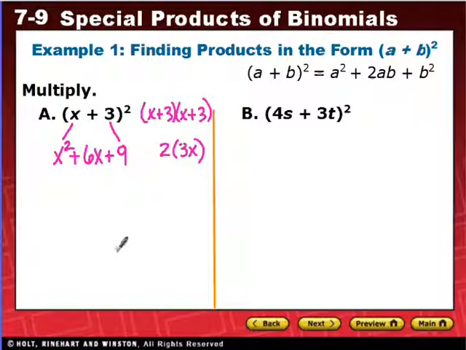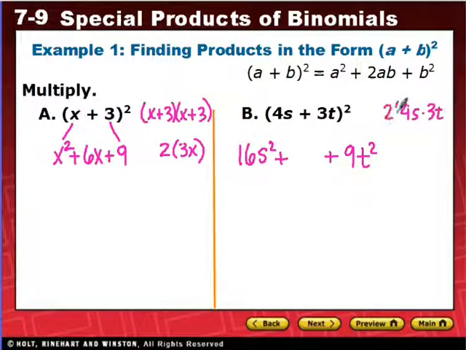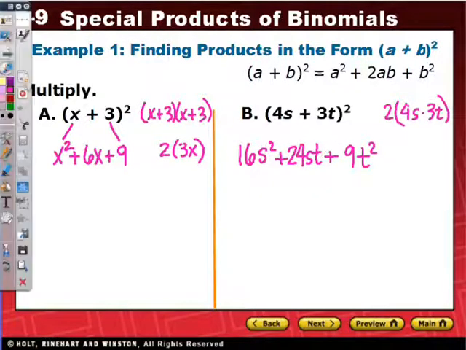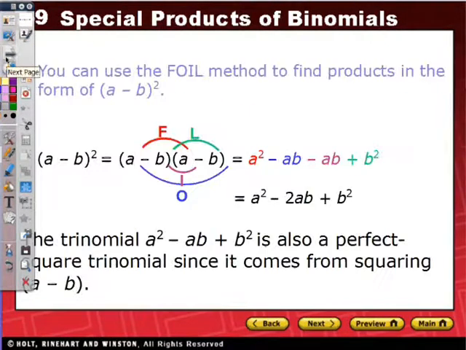Pause the video and try the next one yourself. Now that you're back, let's take a look at it with the shortcut. First term squared, 16s squared, plus last term squared, 9t squared. Middle term, 4s times 3t, doubled. So that's 12st, doubled makes 24st. Hopefully you're with me so far. Remember, if you don't like it, it's okay, because you can just FOIL it. Write the two things next to each other, FOIL away.